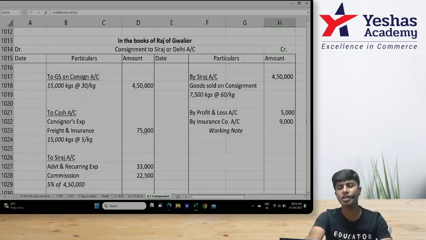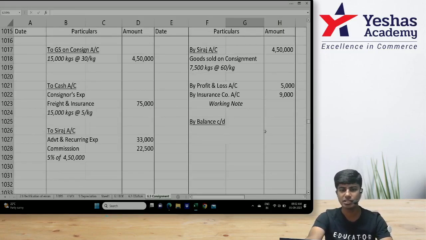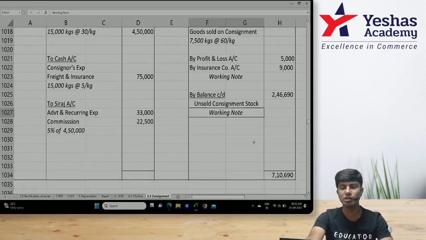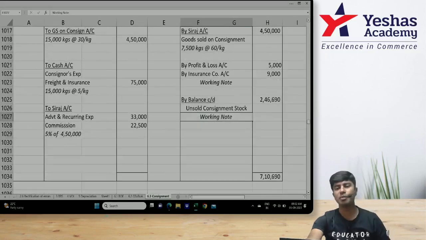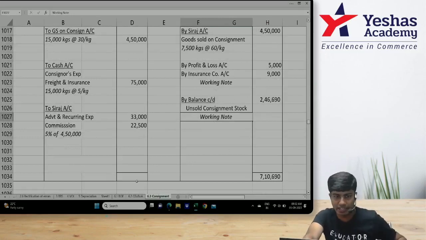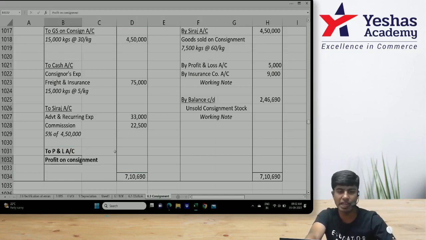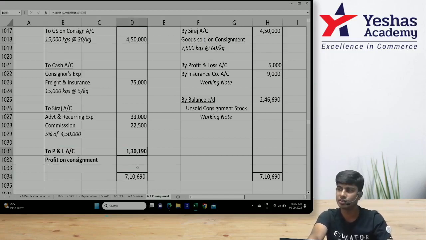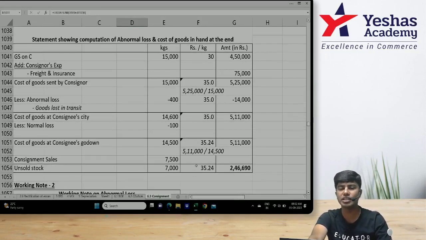Oh, we have not written the closing inventory. Closing balance. Did we finish that working note? Yes, how much? 246,690. Now tell me the total: 450 plus 5 plus 9 plus 246,690. Now it's correct. Now tell me how much is the profit. 1,01,000. Easy, not easy. The only thing that we should remember is, first we have to adjust that abnormal loss and then normal loss.